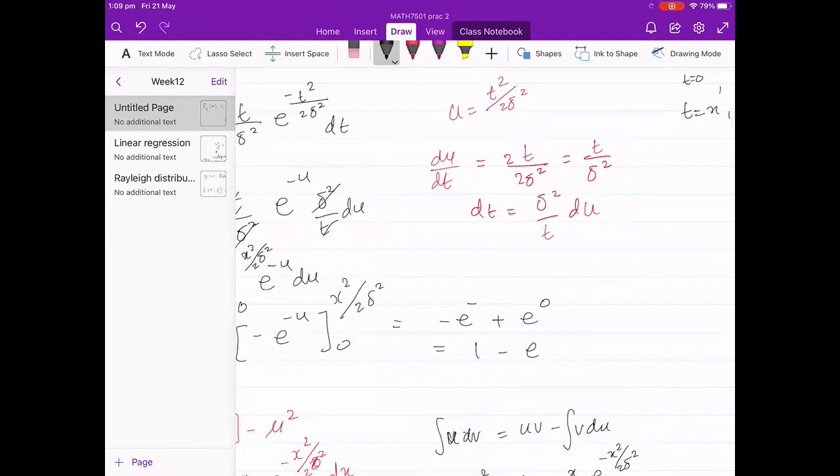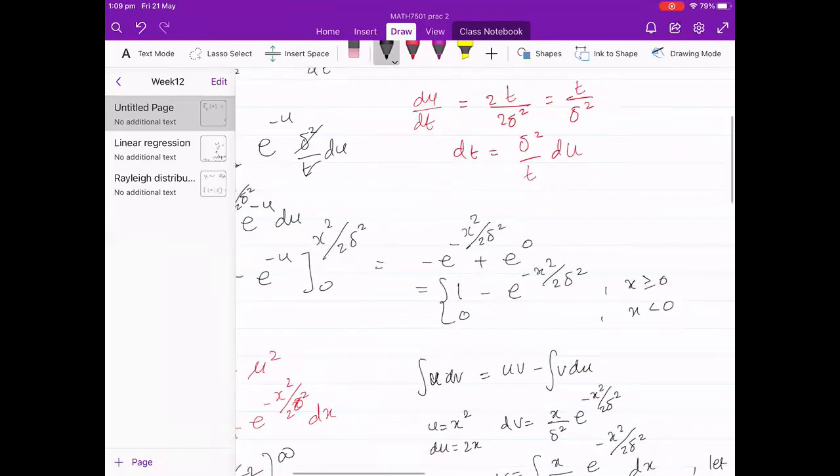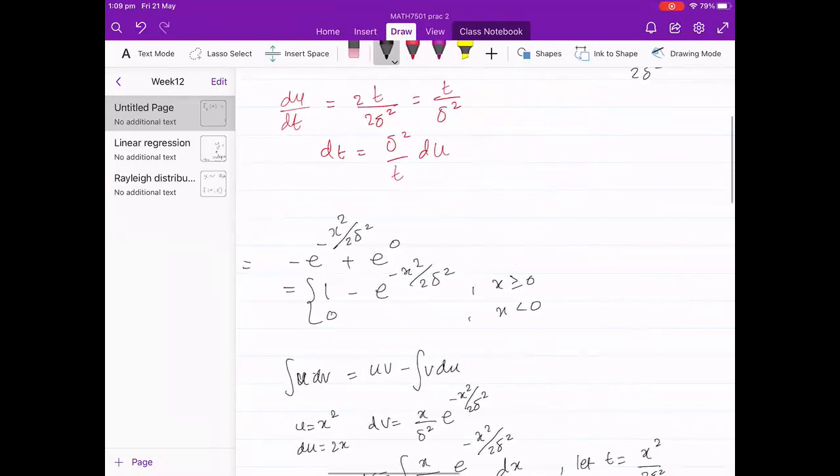Which is equal to 1 minus e to the power minus x squared over 2 sigma squared, and 0 otherwise if x is less than 0. Okay, is that the CDF? Yep, that's what we wanted.